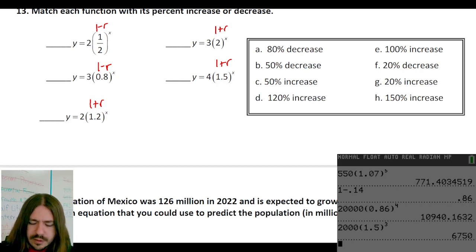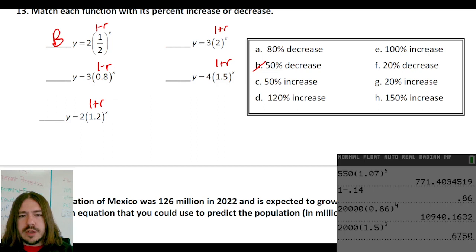So like the first one is 1/2. And you think, okay, well, how far away from 1 is 1/2? So the difference between 1 and 1/2 is, well, 1/2, which would be 50%, okay? But is it an increase or a decrease? Well, since this number is smaller than 1, we know it's a decay function, so it's got to be a decrease. So this is going to be choice B.